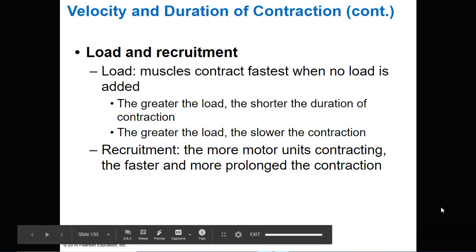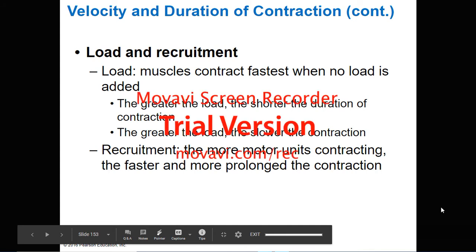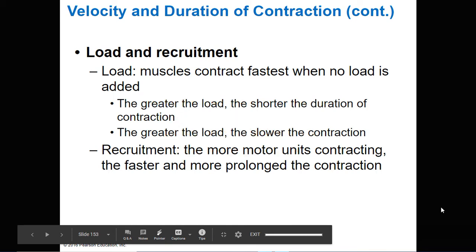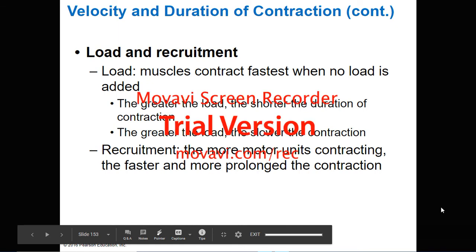So as you would expect, as far as load and recruitment, muscles contract faster when no load is added. The greater the load, the shorter the duration of contraction, and the greater the load, the slower the contraction. And as far as recruitment, the more motor units contracting, the faster and more prolonged the contraction.